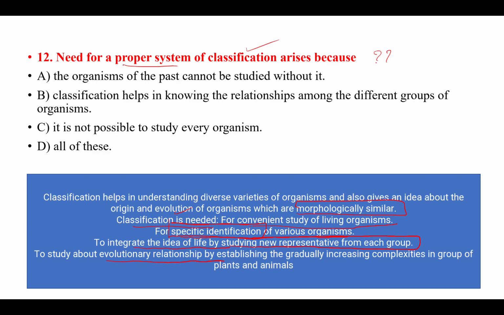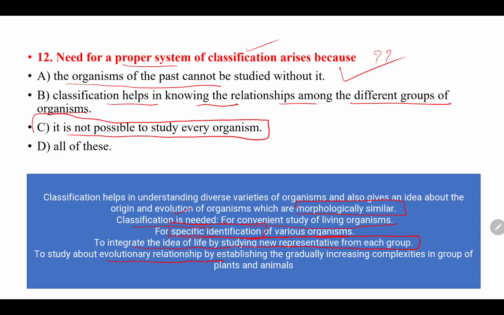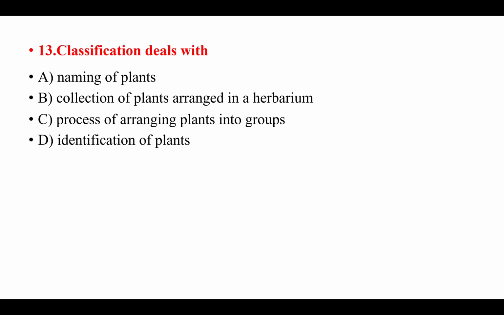Here they have given some options. Option A: the organisms of the past cannot be studied without it. Yes, it is true. Next, the classification helps in knowing the relationship among different groups of organisms. Yes, with classification only we are able to identify the organisms and build the relationship among them. And it is not possible to study each and every organism. That is the reason. So, all of the above reasons are true. So, we will go with the fourth option, all of these.